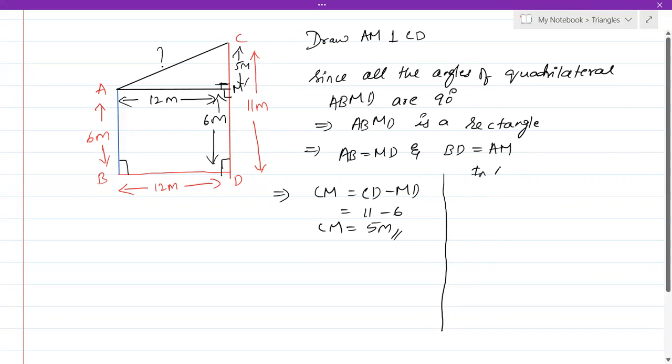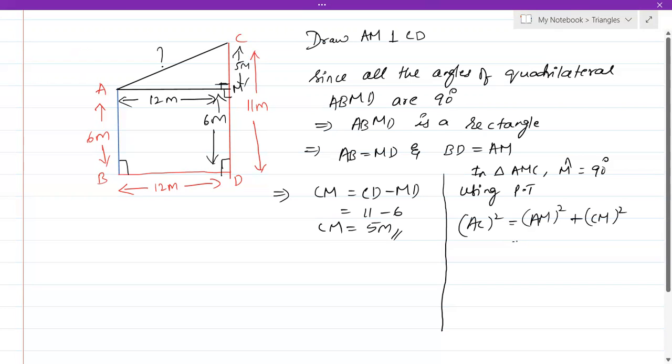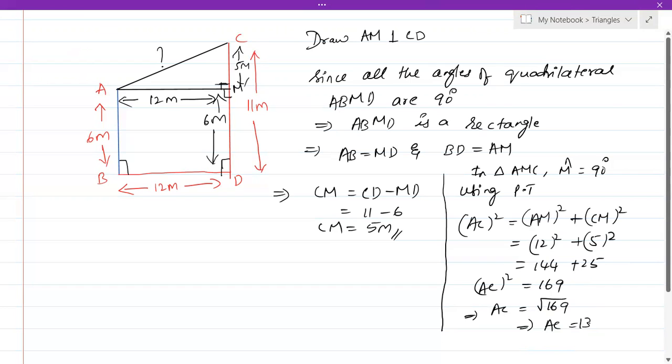In triangle AMC, angle M is 90 degrees. Therefore, using the Pythagoras theorem, we get AC square is equal to AM square plus CM square. AM is 12, CM is 5. So 12 square is 144, 5 square is 25. So we get 169. AC square is equal to 169, which implies AC is the square root of 169, which implies AC is 13 meters. That is, the distance between their tops is 13 meters.